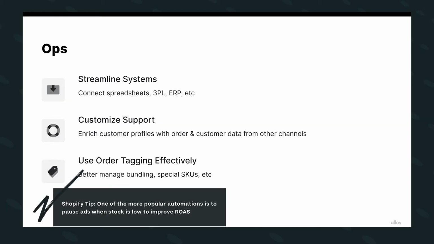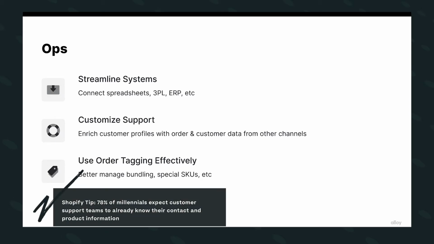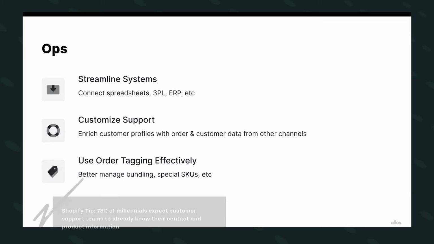For those of you who are in ops, we connect to different 3PLs, ERPs, and support tools like Gorgias and Zendesk. So you can use Alloy to first streamline different systems, like your spreadsheet to ERP upload, for example, or 3PL updates to Slack. You can customize your support messaging, so you can enrich the customer profiles by bringing in data from, say, Shopify orders, or that's too basic.